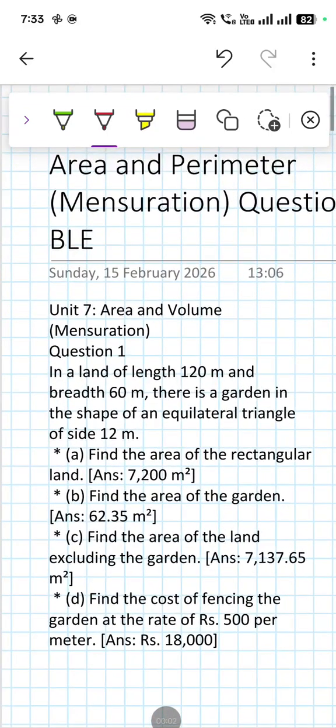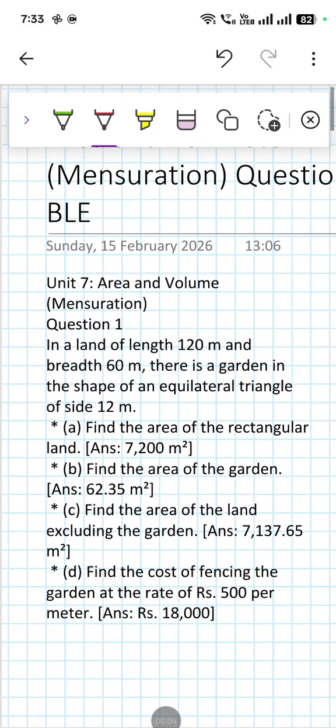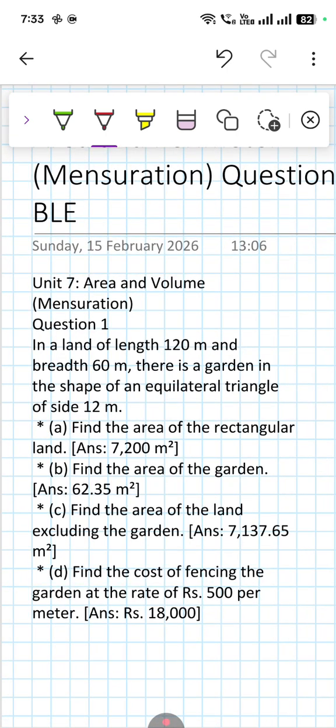Okay, hello everyone. As per the demand, today again I'm going to make another video on the topic area and perimeter. It's from the BLE book, all the questions which I'm going to explain right now.